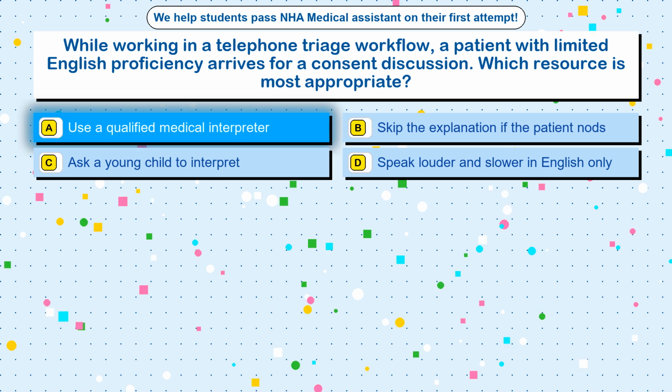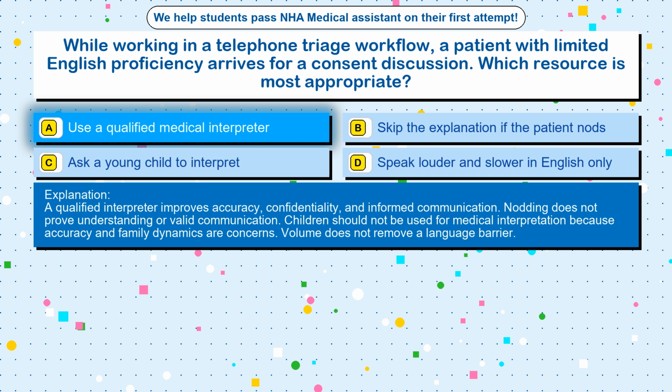The correct answer is option A, use a qualified medical interpreter. A qualified interpreter improves accuracy, confidentiality, and informed communication. Nodding does not prove understanding or valid communication. Children should not be used for medical interpretation because accuracy and family dynamics are concerns. Volume does not remove a language barrier.